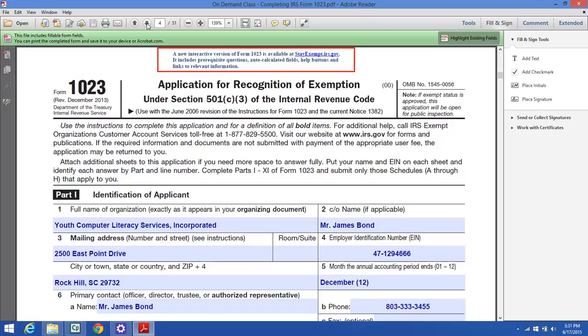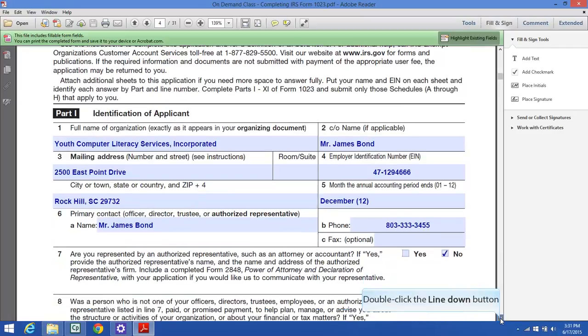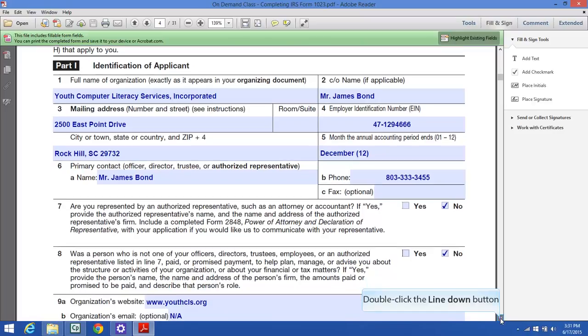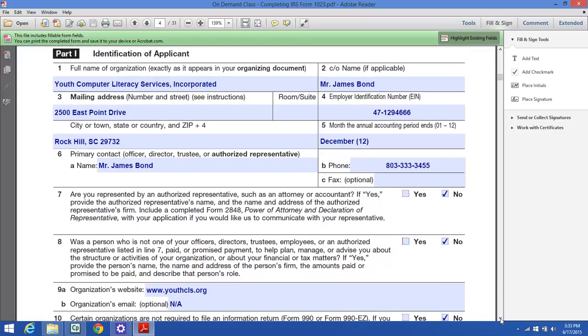Part 1 is identification of applicant. In this section, you will identify the name of your organization. So let's go through each question one by one. Your instructions will elaborate on the different questions. Number 1, full name of the organization, exactly as it appears in your organizing document. Whatever the name of your organization is, you would type it here.